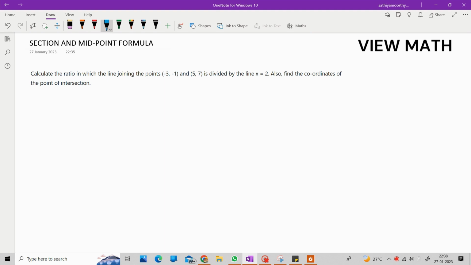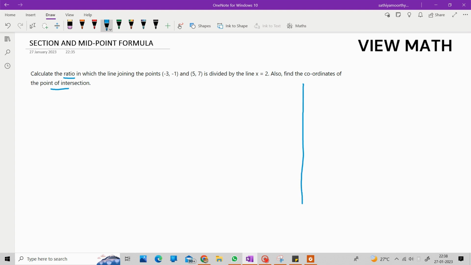So what they're asking us to find out here is the ratio m1 is to m2. And they have given the end points of the line segment and the line equation, and they're asking us to find the point of intersection. So let me explain this problem using the graph, then it will be easy for you to understand.